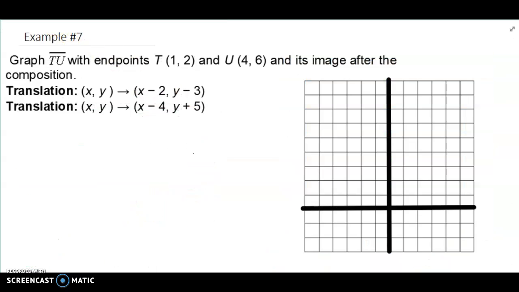All right, I want you to go ahead, do this one on your own. We've done several examples. You should be able to do this. I'm going to pause it, let you do it, and then I'll show you what I got.